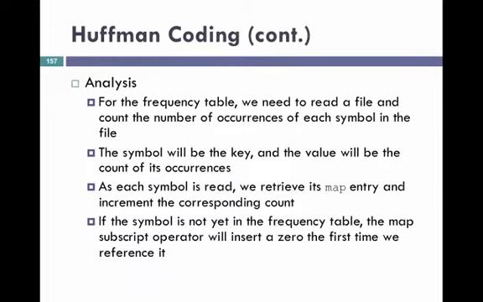Now, for our analysis, for the frequency table, we need to read a file and count the number of occurrences of each symbol, and the symbol will be the key, and the value will be the number of occurrences. And as each symbol is read, we retrieve its map entry and we increment this corresponding count. And if the symbol is not yet in the frequency table, the map subscript operator will insert a 0 the first time we reference it.